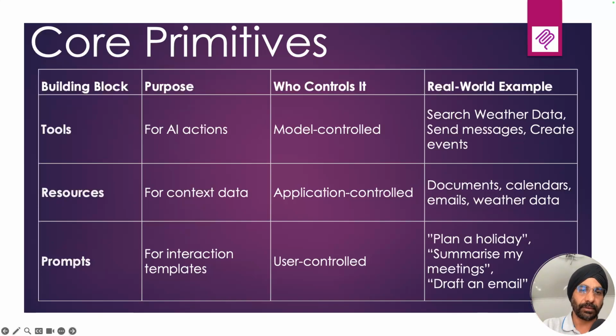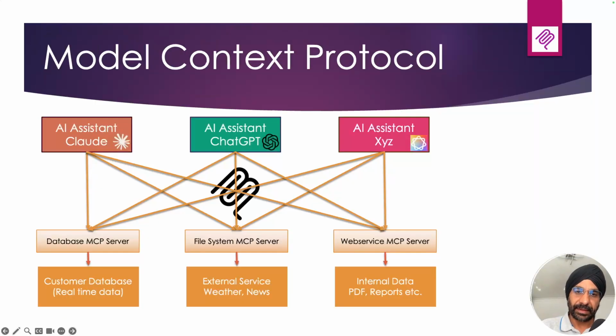Resources are purely for contextual data. They're controlled by the application. Documents, calendars, emails, weather data as well. You're just getting a feed of data but not doing anything. Prompts are for interaction templates. They're user controlled. An example could be, plan a holiday. You're getting some data, but you have a predefined prompt template. You grab some data and then fill it into that template, and then the MCP server can return it, which you can pass on to the LLM, and the LLM can take action on it, like summarize my meetings, draft an email, and so on.